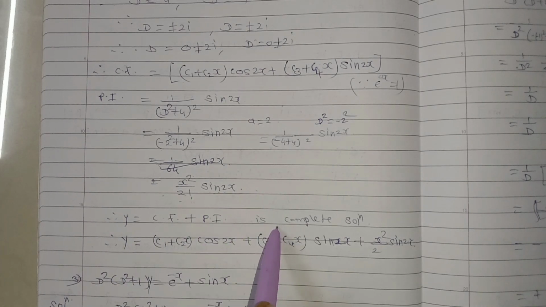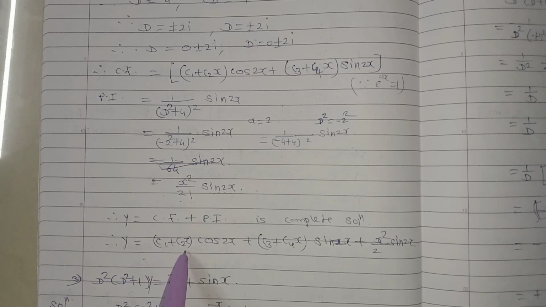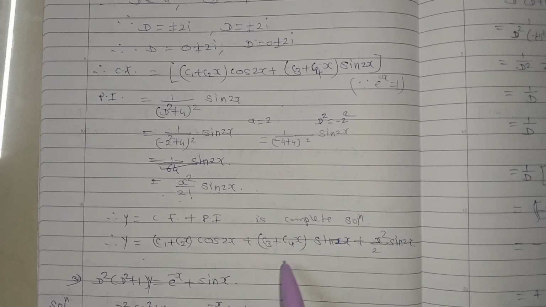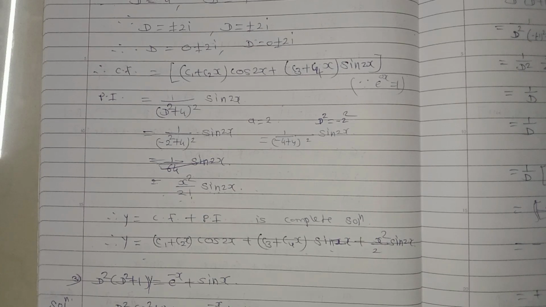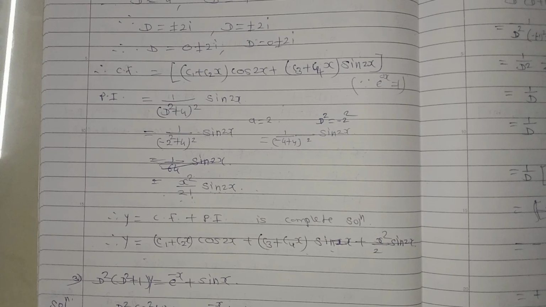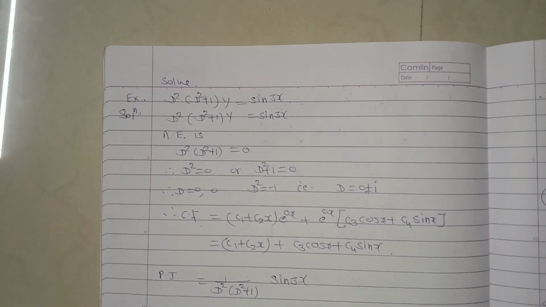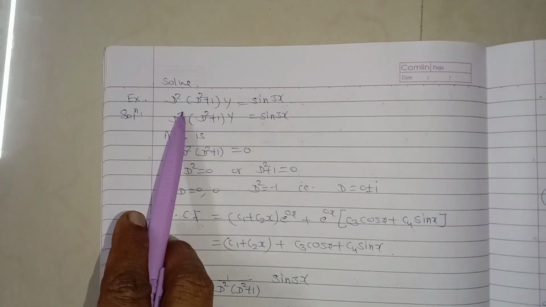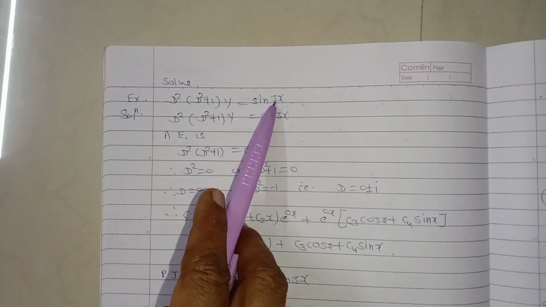Adding CF and PI, we get complete solution. That is y equal to (c1 plus c2x) cos of 2x plus (c3 plus c4x) sin of 2x plus x square by 2 sin of 2x. Now we consider another example. Solve d square into (d square plus 1) operated on y equal to sin of 3x.